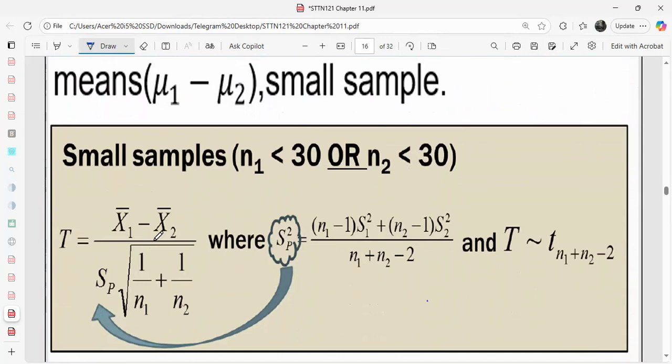Are they greater than or equal to 30? If they are less than 30, both of them, you're going to use the value of the T. You see, x bar 1 minus x bar 2, 1 over N1 plus 1 over N2, where this SP, we are going to use SP is equal to the square root of S squared P. You do it like this here, and then you get your S squared P. Then you substitute, then you get the T. But don't forget, this part is for the degrees of freedom. This one, n1 plus n2 minus 2.